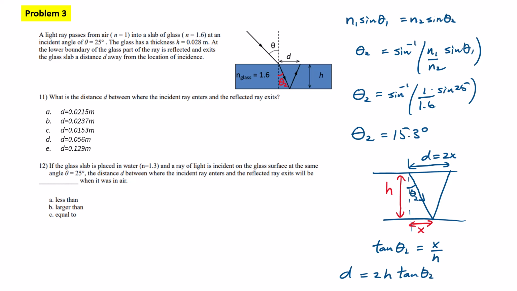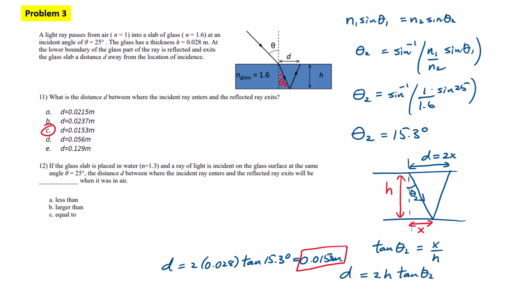I'm going to go ahead now and just substitute the values. I am quickly running out of space, so let me go ahead and do that over here. 2 times h is 0.028 meters, and now tangent of, we had 15.3 degrees. Now go ahead and put that in your calculator, and you should get 0.0153 meters. Let's squeeze a 3 in there. All right, and that there looks like it corresponds to choice B as being that correct answer.